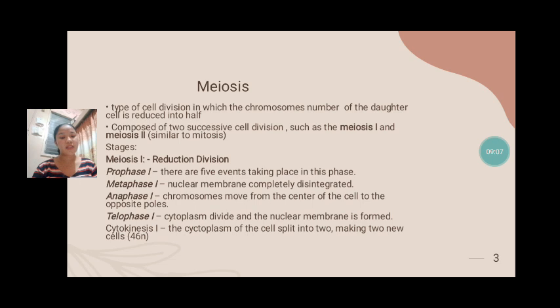So next is cytokinesis. In cytokinesis, the cytoplasm of the cells splits into 2, making 2 new cells, same as in mitosis. And the next is meiosis 2.